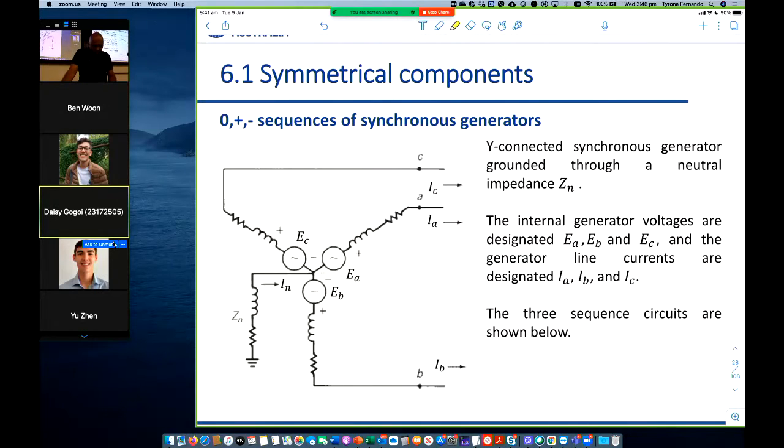So here we have a generator, right? The generator has an internal voltage and has some impedance, so that's the terminal of the generator, that's the neutral point. So we have 3 such generators, and the neutral point is connected to ground. So we want to now know what are the sequence networks that represent all that. What is the zero sequence network? What is the positive sequence network? And what is the negative sequence network?